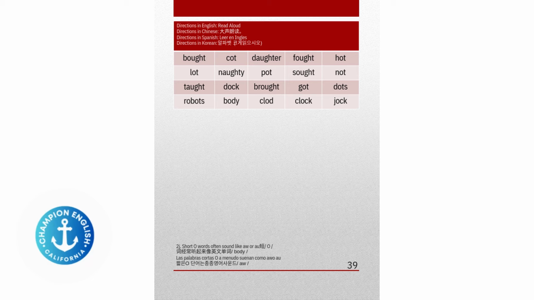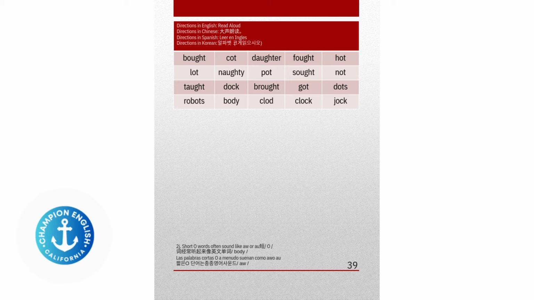Okay, students, welcome back. We're looking at the short O sounds. Can we say that together? All, all, like body. Come on, let's say that together. All, all. That's right, students. It's all like body. The first word that we have here is body.